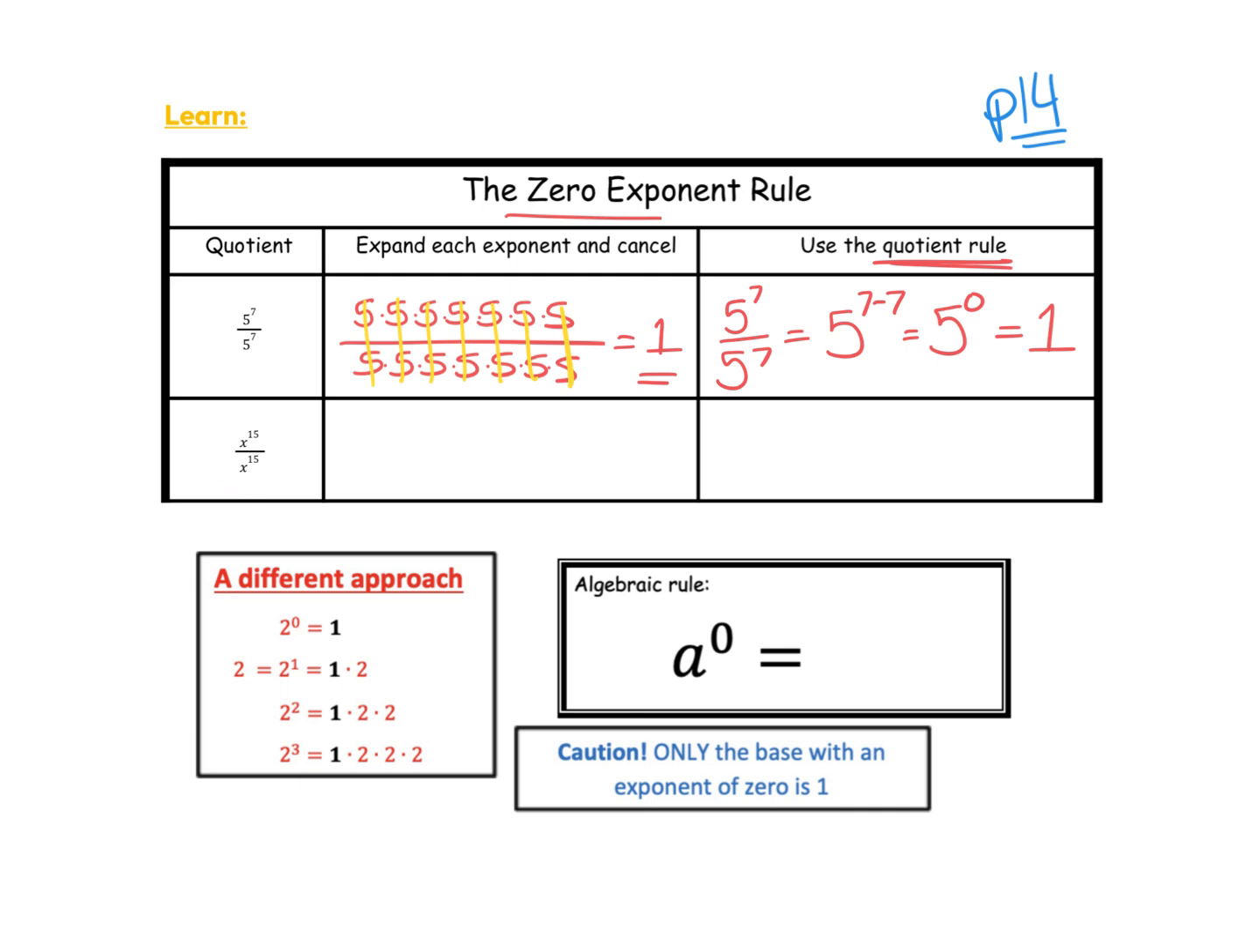If I expanded that out, I would divide out all my x's and I would be left with 1. If using the quotient rule, I have x to the 15 minus 15, which is x to the 0, and that's going to be equal to 1. All right, so our algebraic rule here is a to the 0 power is equal to 1. And that's true for any non-zero base. One thing to pay attention to, though, is that only the base with an exponent of 0 is equal to 1, and you'll see what I mean by that in a couple examples.